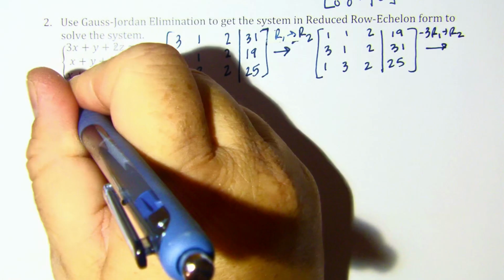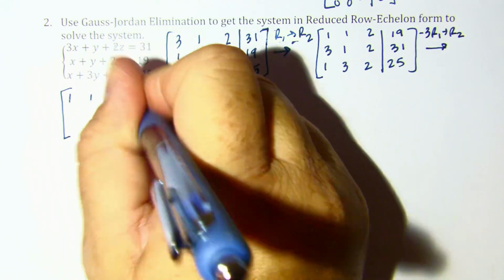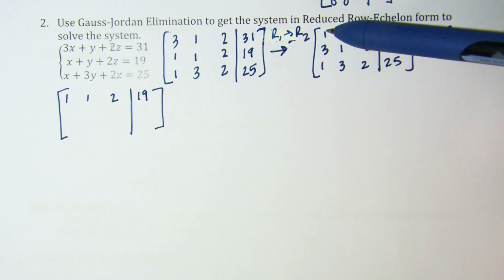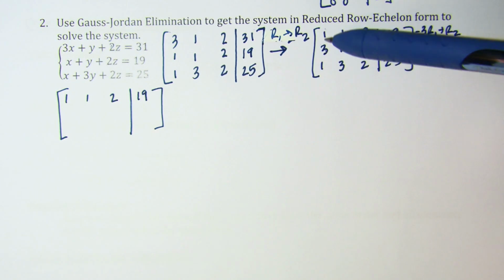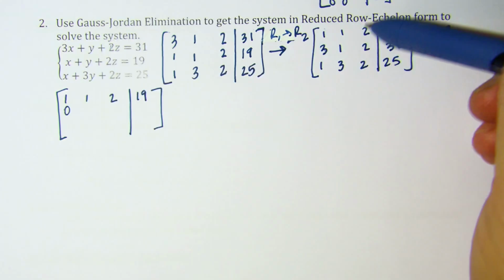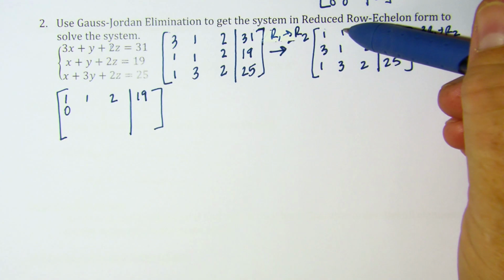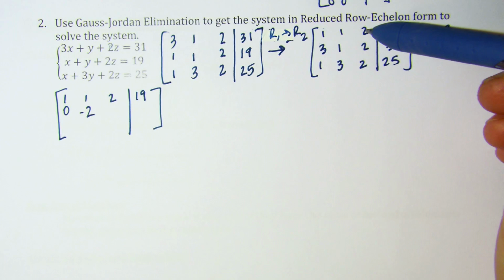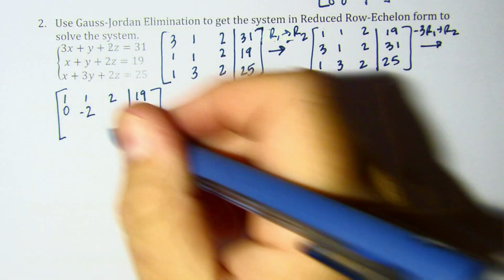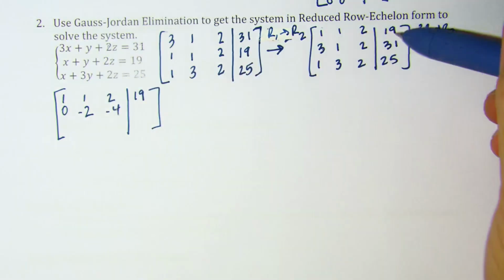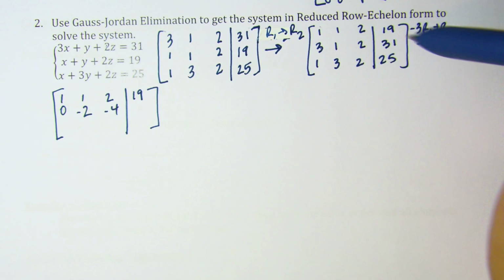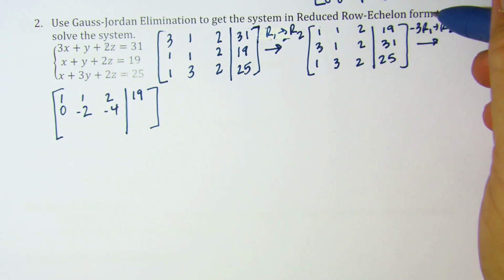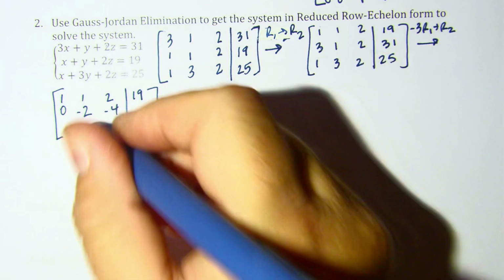Go ahead and bring that over here. And row 1 is not going to change here, so I'm going to just copy it down. And negative 3 times 1 is negative 3. Negative 3 plus 3 is 0. Negative 3 times 1 is negative 3. Negative 3 plus 1 is negative 2. Negative 3 times 2 is negative 6. Negative 6 plus 2 is negative 4. Negative 3 times 19 is negative 57. Negative 57 plus 31 is negative 26.